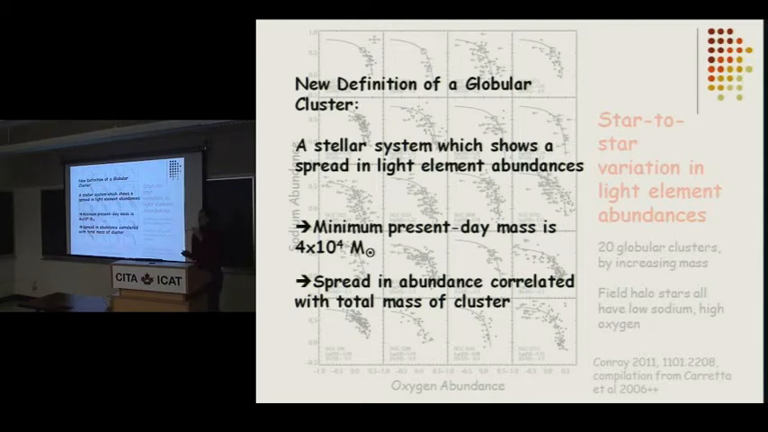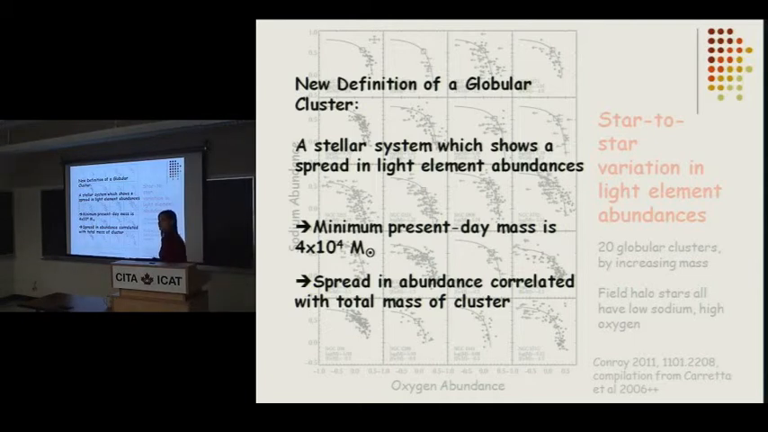In fact, there's quite a strong line in the plot of showing versus not showing, or some measure of this spread. The spread in abundance is correlated with the mass. So something's going on here that's caused by mass and seems to be linked to present-day mass.